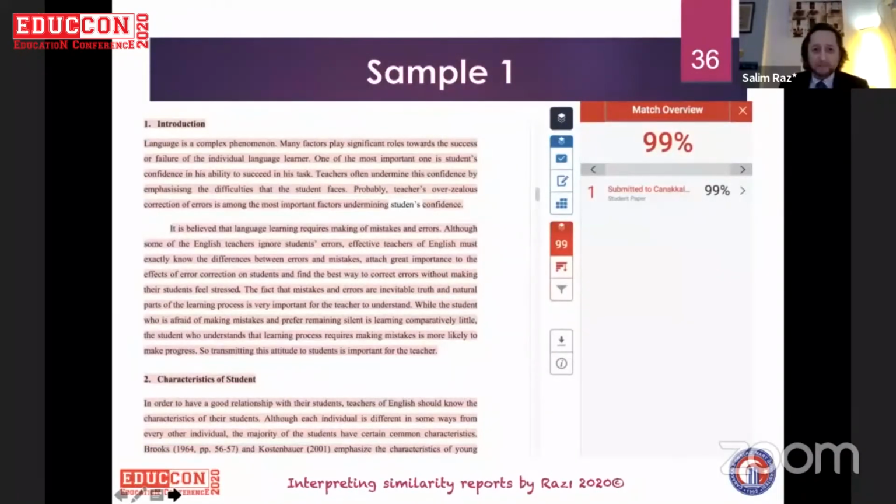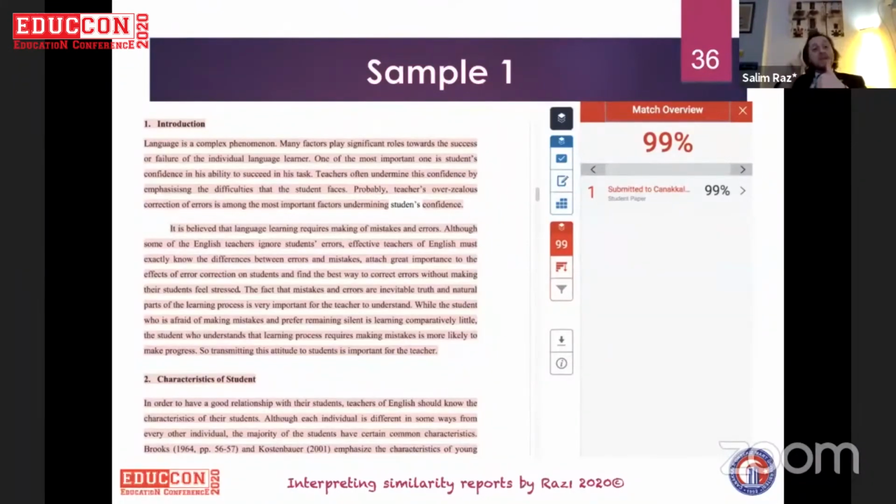This is my first sample. Suppose, for example, one of my students submitted the assignment, and here the ratio from the similarity index is 99%. Is this problematic? Probably there is a problem, but before I accuse my student of plagiarism, I need to make sure, by clicking on 99% here, where the match is coming from.